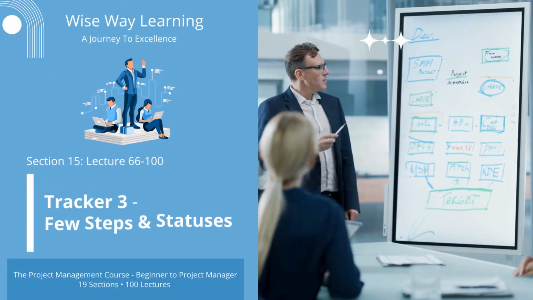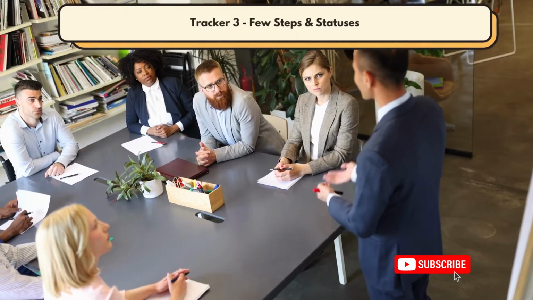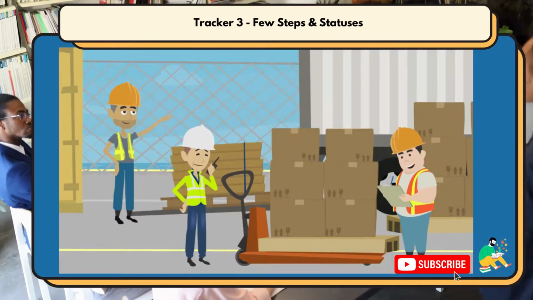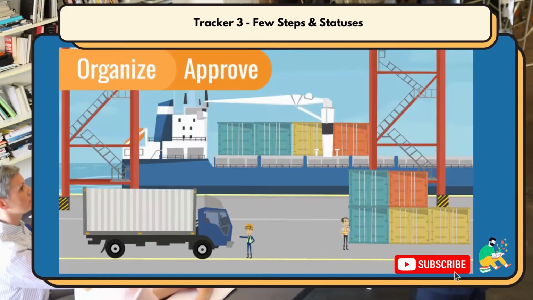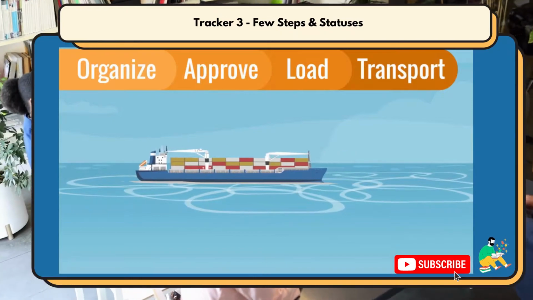Section 15 and lecture number 66, Tracker 3 of Few Steps and Statuses. The third type we will review is about cases, when the project manager has to monitor the progress of a task across a few sequential steps.